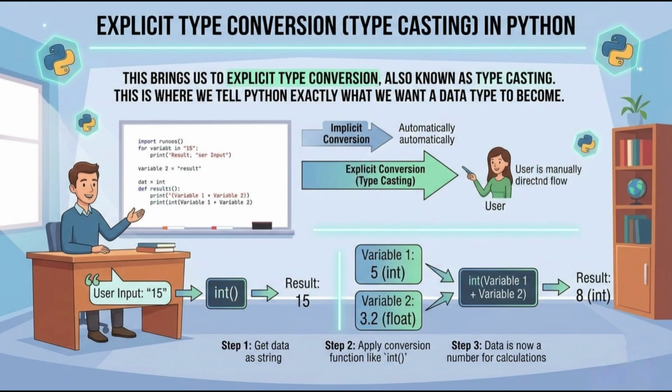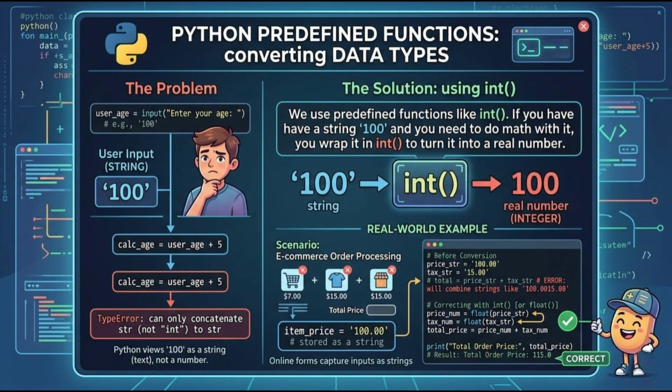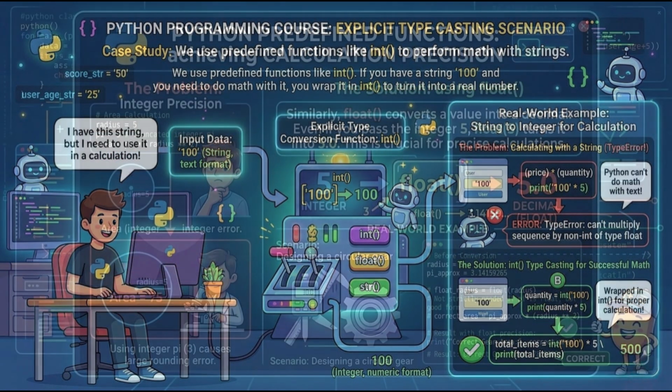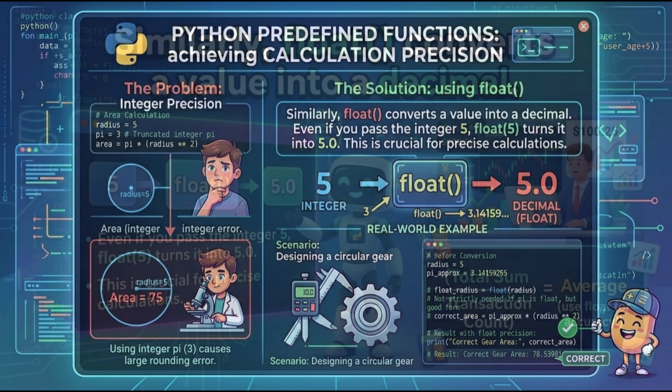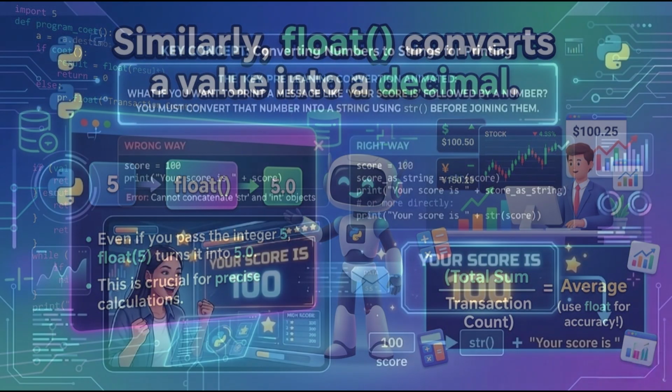This brings us to explicit type conversion, also known as typecasting. This is where we tell Python exactly what we want a data type to become. We use predefined functions like int. If you have a string of "100" and you need to do math with it, you wrap it in int to turn it into a real number. Similarly, float converts a value into a decimal. Even if you pass the integer 5, float(5) turns it into 5.0. This is crucial for precise calculations.